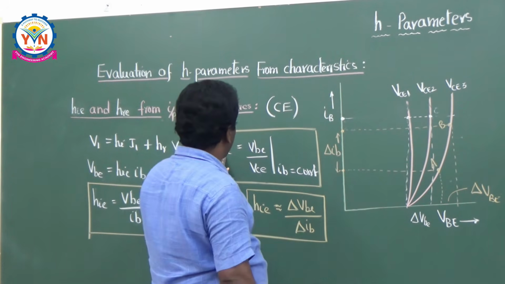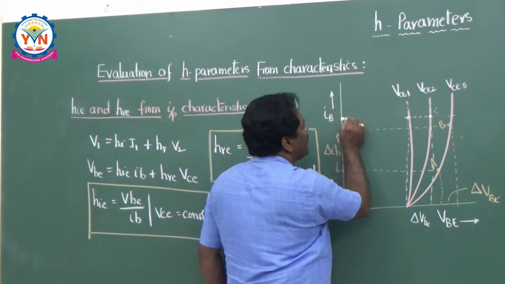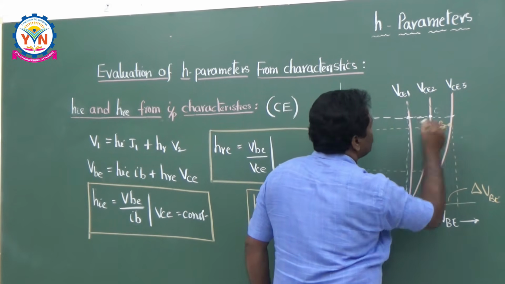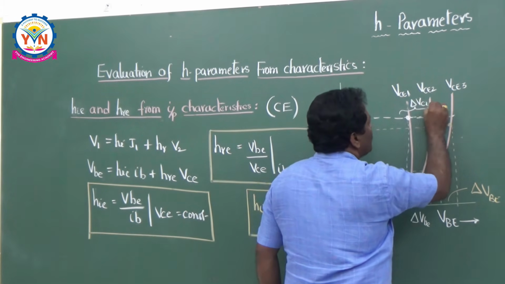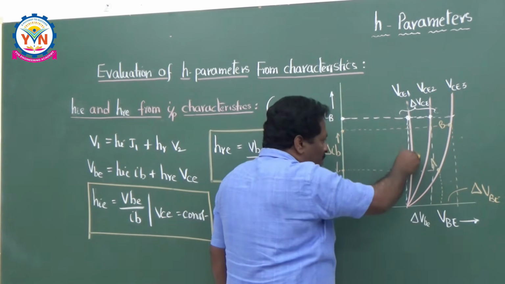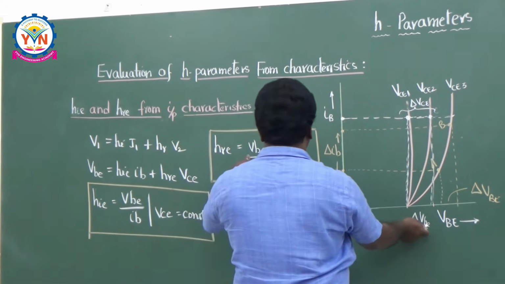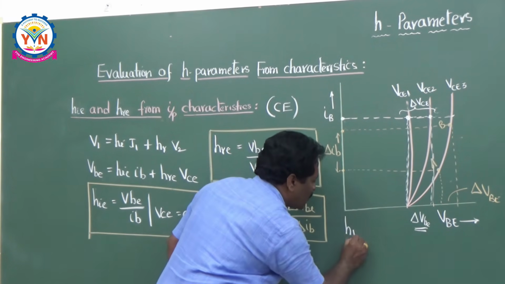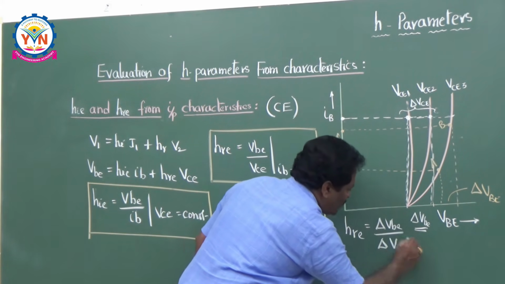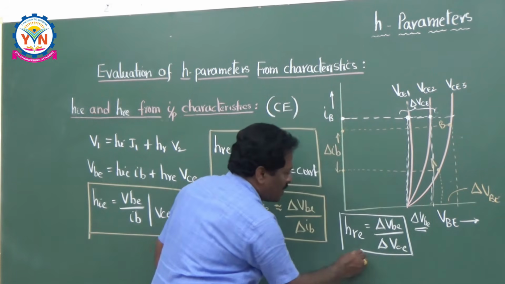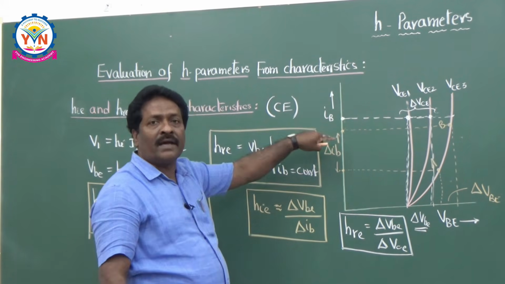Similarly, you can calculate the value of HRE from these input characteristics. HRE is the ratio of VBE to VCE, with IB constant. Let us take this IB constant and draw a line here. It cuts the curves at this point and at this point, so the difference is delta VCE. If you take the projections on the x-axis, you get delta VBE. Then the ratio of delta VBE to delta VCE is equal to HRE. So HRE is equal to delta VBE by delta VCE, the change in base to emitter voltage divided by the change in collector to emitter voltage. This way you calculate your HIE and HRE from the input characteristics.